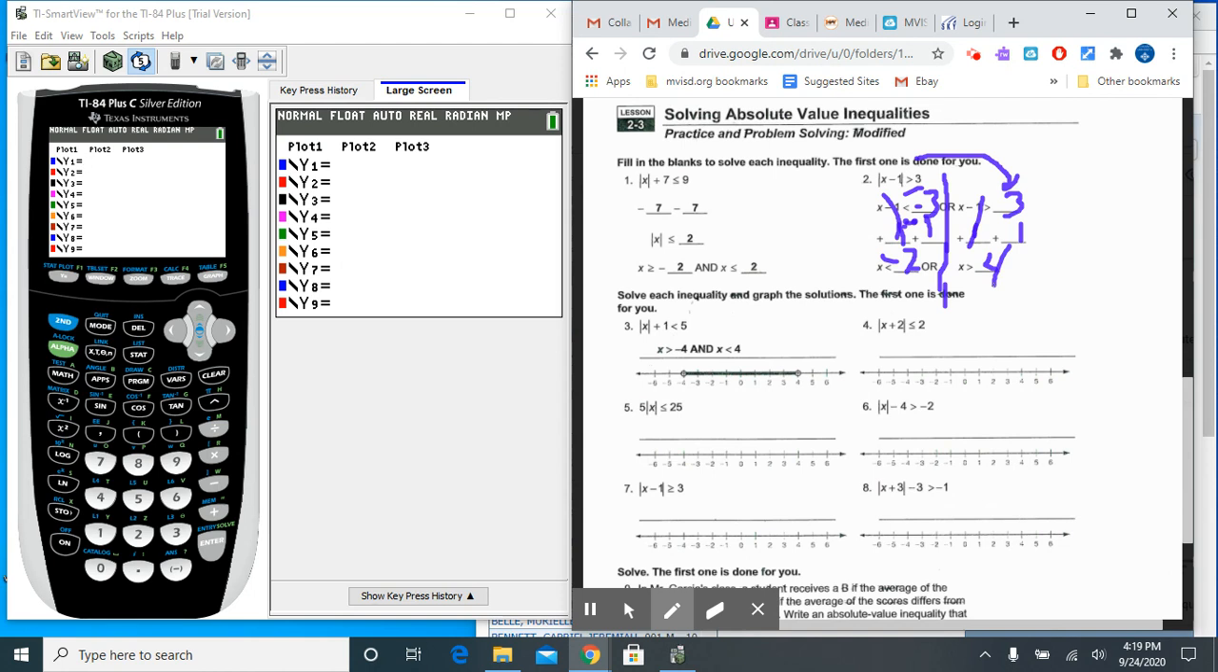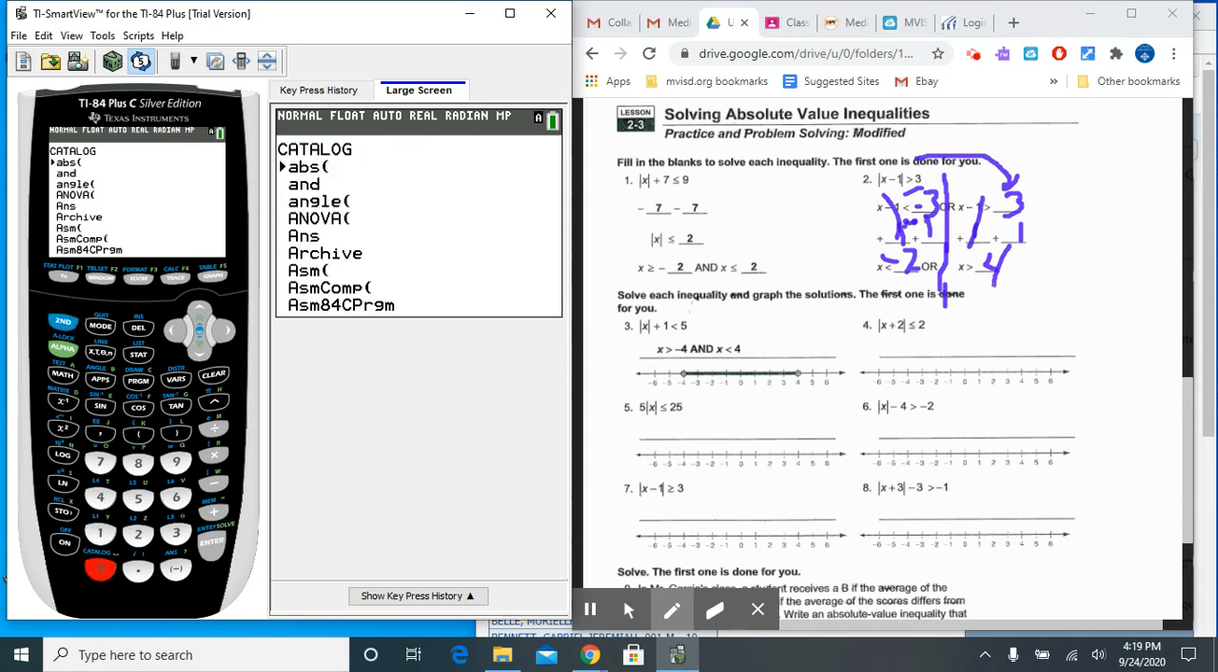The calculator version of solving them and graphing them, the calculator is actually going to give you the graph, and then you just have to write it in the inequality format. So I'm going to start with question 4. And you go into y equals, and this time you're going to put the entire inequality in there. So second 0 for absolute value, and we have x plus 2. And get out of that.